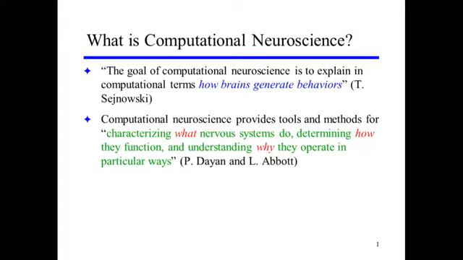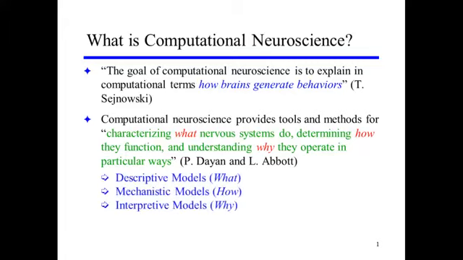Now, this actually corresponds quite nicely to the three types of computational models that we looked at earlier in a previous lecture. This corresponds to descriptive models, mechanistic models, and interpretive models. Now, to understand these three types of models in a little bit more detail with an example, let's look at the concept of receptive fields.